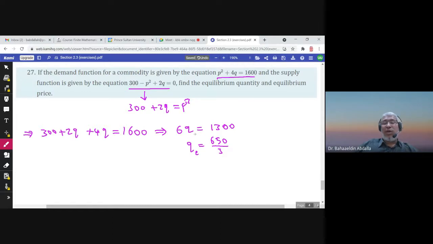Well, to find the equilibrium price, you can use this equation, for example. So P squared would be equal to 300 plus 2 times the equilibrium quantity, and you will get 2200 over 3. And then P would be positive or negative, but it cannot be negative, of course, the price. So the equilibrium price would be the square root of this quantity, which is equal to the exact 10 times the square root of 66 over 3. You can approximate that as 27.1. This is the equilibrium price.